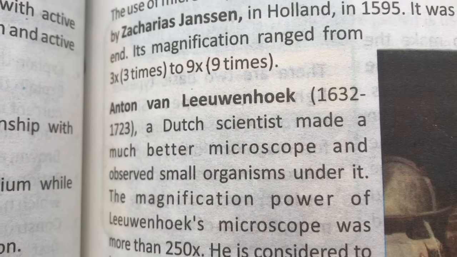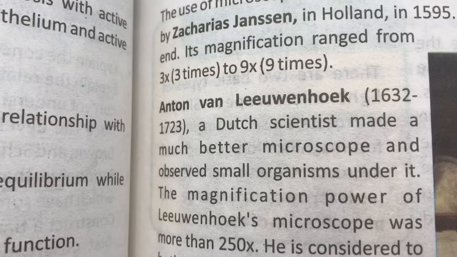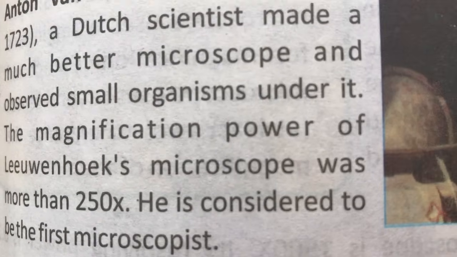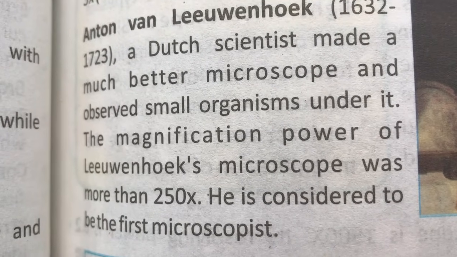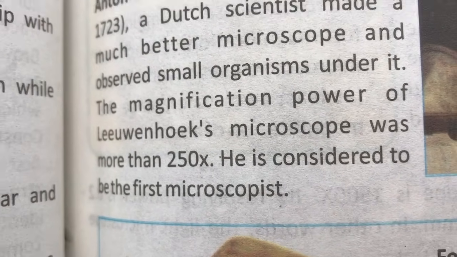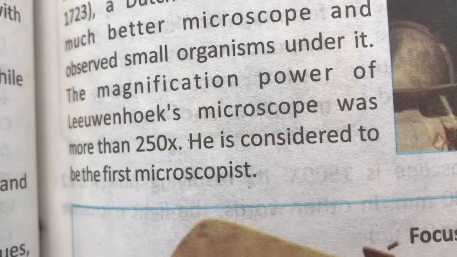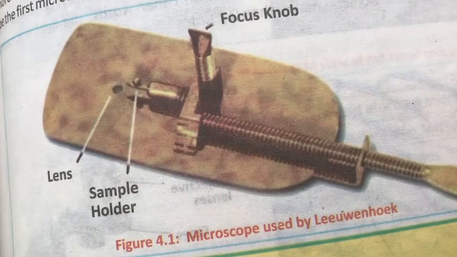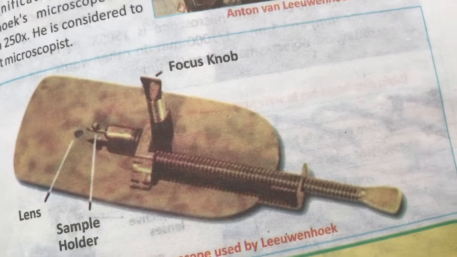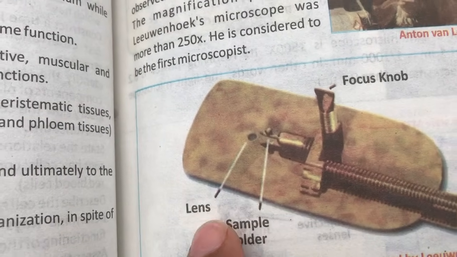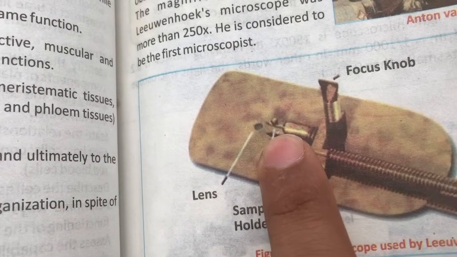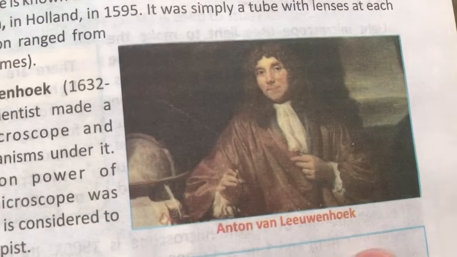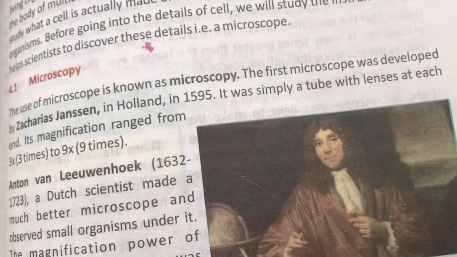Anton van Leeuwenhoek, 1632 to 1723, a Dutch scientist, made a much better microscope and observed small organisms under it. The magnification power of Leeuwenhoek's microscope was more than 250 times. He is considered to be the first microscopist. This is the microscope used by Leeuwenhoek. This is the lens, the sample holder, and the focus knob. And this is Anton van Leeuwenhoek, the scientist.